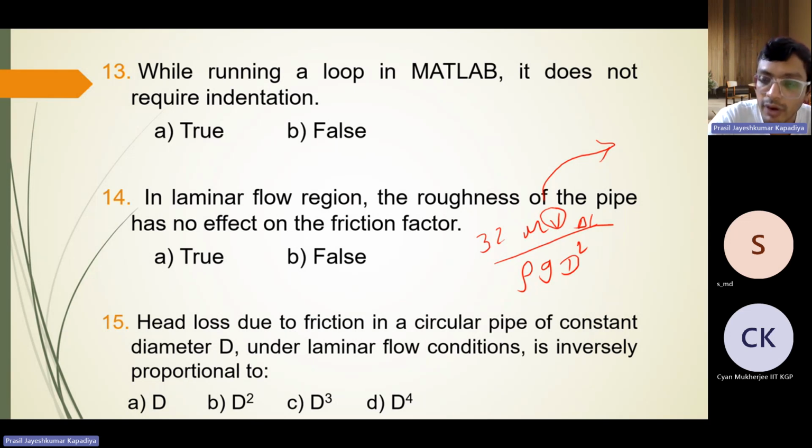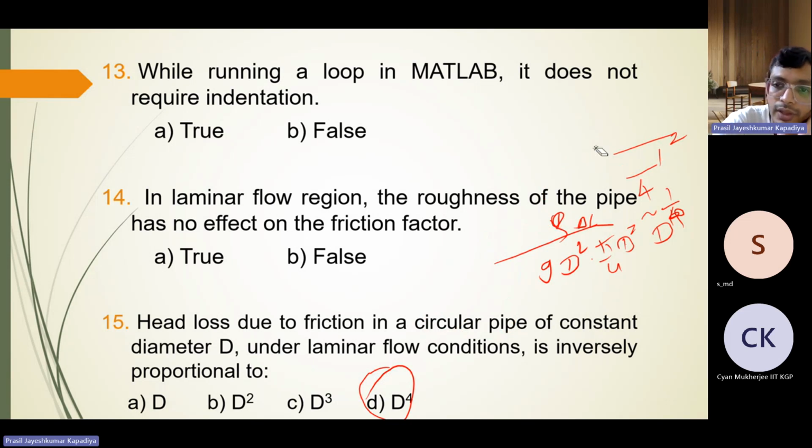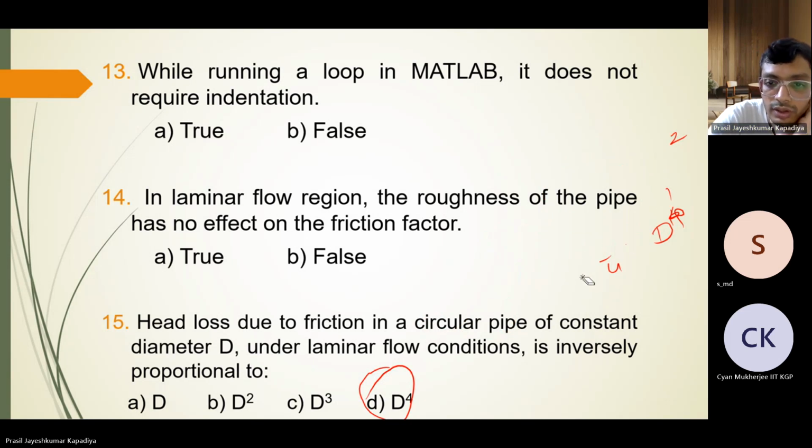So what is velocity? Velocity is defined by Q, the volumetric flow rate, divided by area. Let's say it's a circular pipe, as told in the question. So the area is pi by 4 d square. So it should be Q divided by pi by 4 d square. So it depends on d square into d square, that is 1 upon d raised to 4. So my answer should be this: it is inversely proportional to d raised to 4. And this is just for laminar flow, right? It's not for turbulent flow.